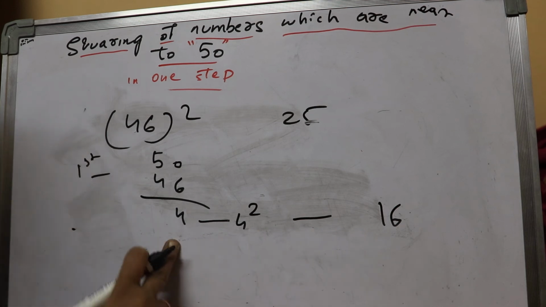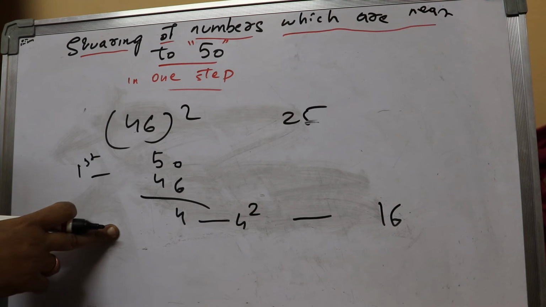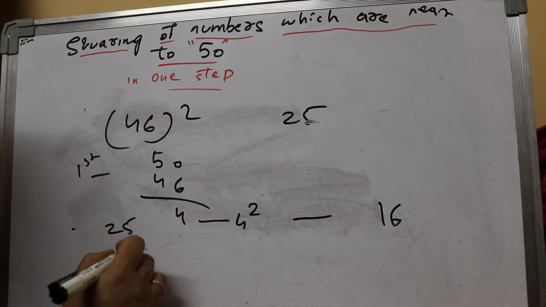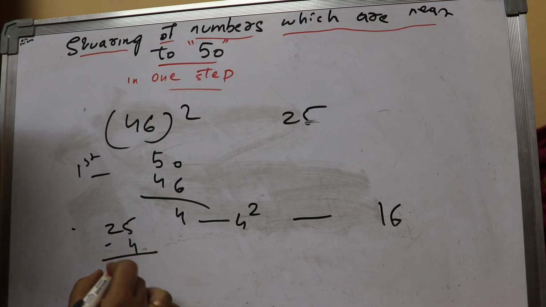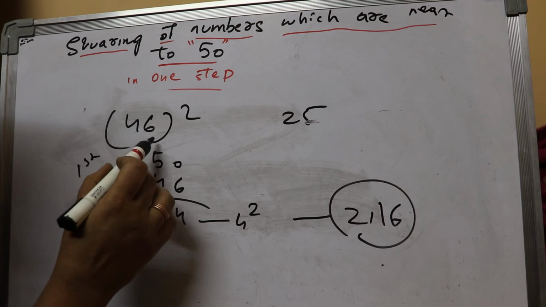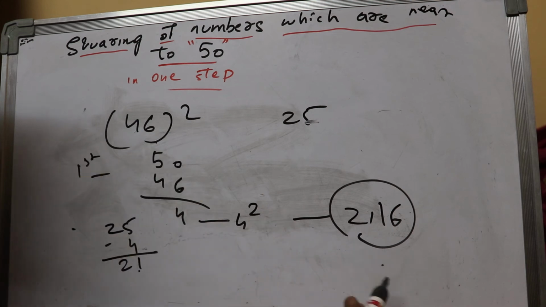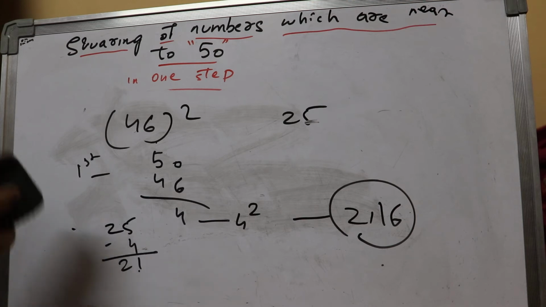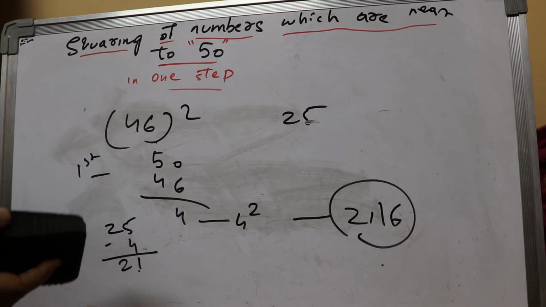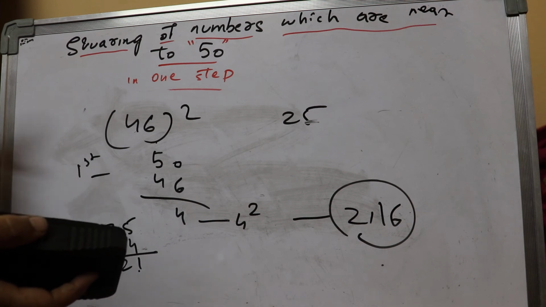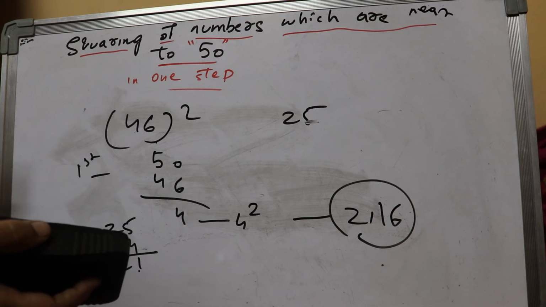After this, what we have to do? We have to subtract 4 from 25. 25 minus 4. So what is the difference? It is 21. So write it here. Simple. This is the square of 46: 2116. That's it. So now we have seen the squaring of numbers which are near to 50. Below 50 we have seen numbers like 46 and 49. Now we will see squaring above 50.